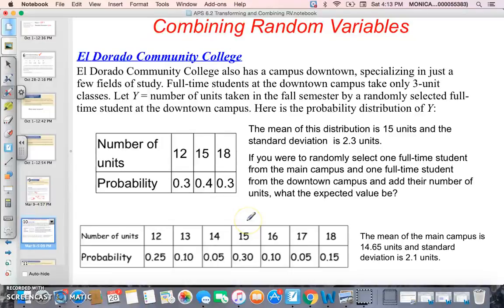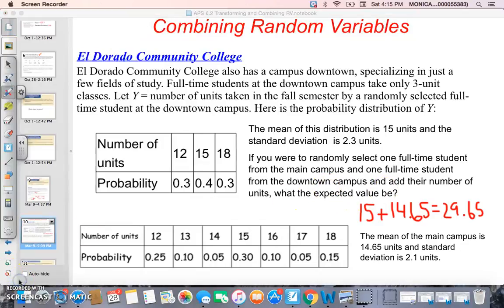Okay, let's go ahead and look at this example. Read it and see if you can figure out what you would do to calculate the mean. If you were to randomly select a student from the downtown campus and from the main campus, what's the expected value of their number of units? So if you read this problem, all we have to do to figure out how many expected credits they're taking is just add the mean of the downtown campus and the mean of the main campus, and you get approximately 30 credits that they'll be taking together.